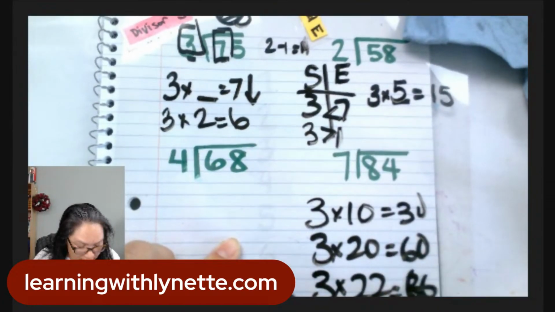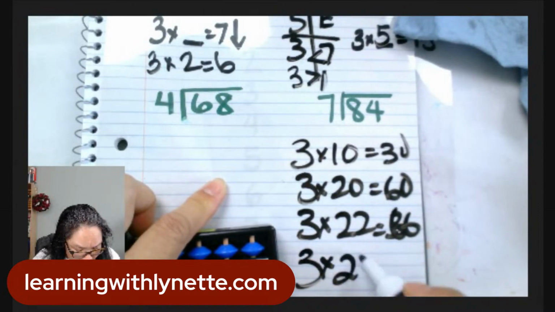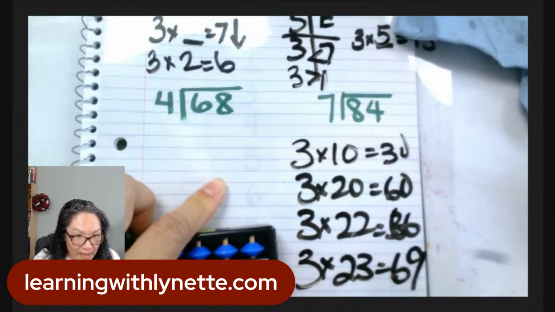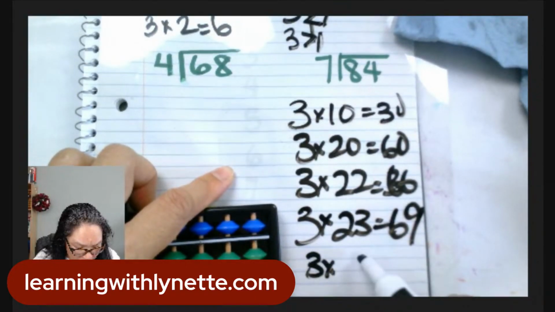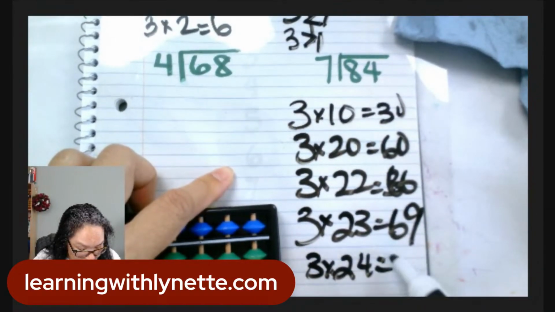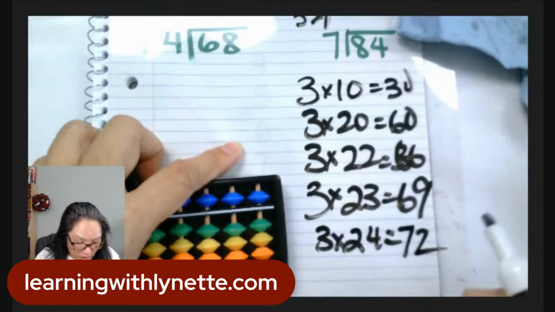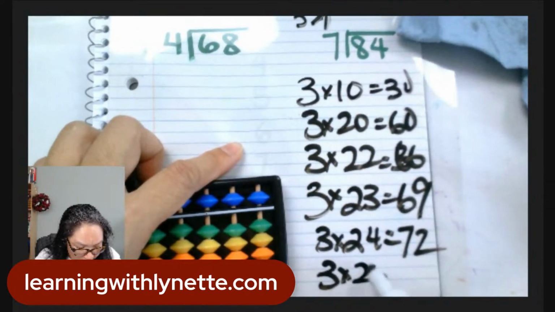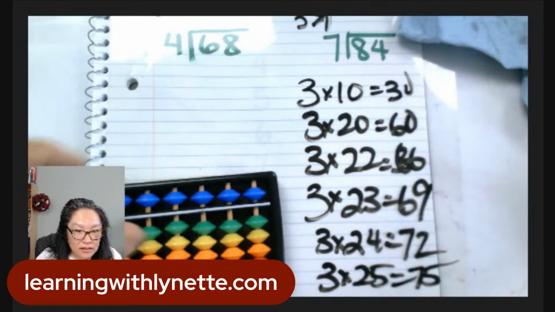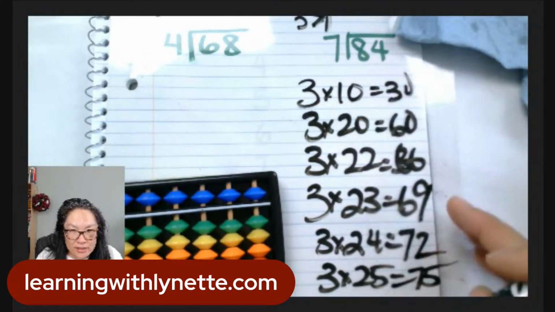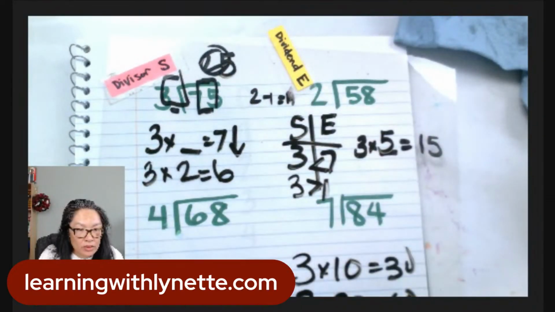Then, oh, you know what? We've got to do a few more. 3 times 23 is 69. Oh, no, we've got to do one more. 3 times 24 is 72. No, no, no, we've got to do 75. Oh, 3 times 25 is equal to 75. Oh, ding, ding. We're not doing this, right? We don't need to do this. We just need to have a conversation with our number.